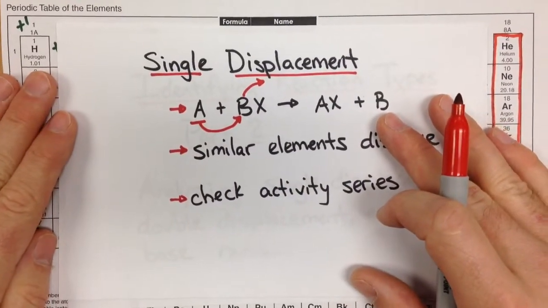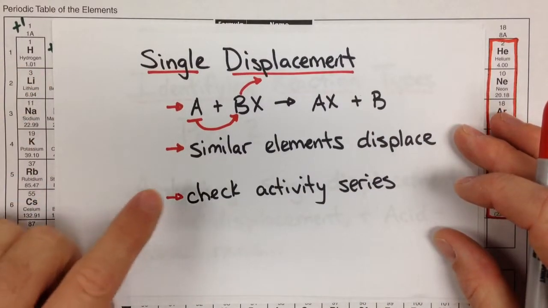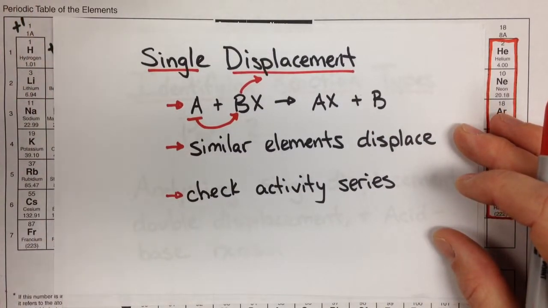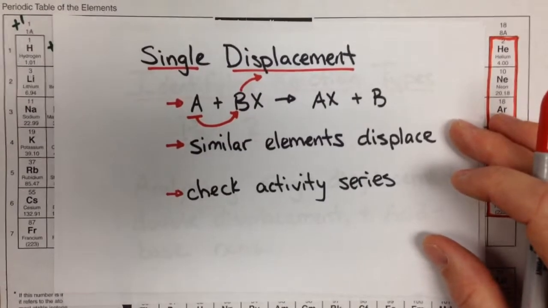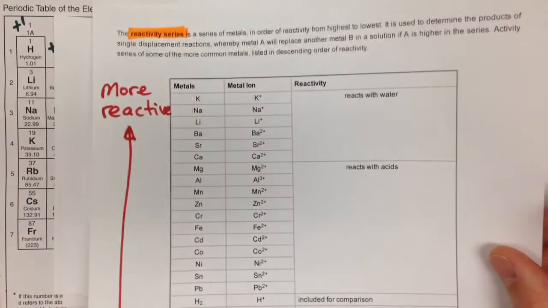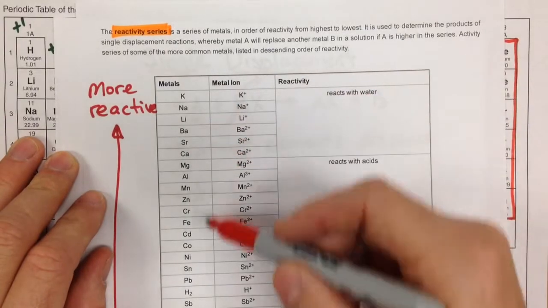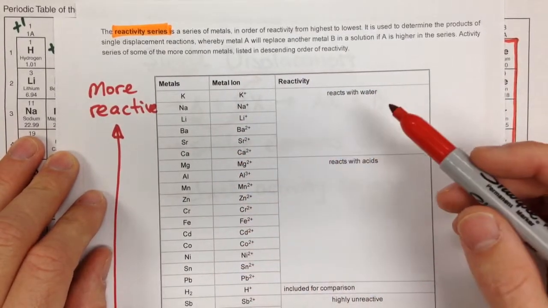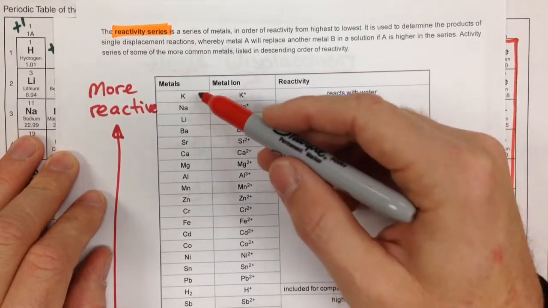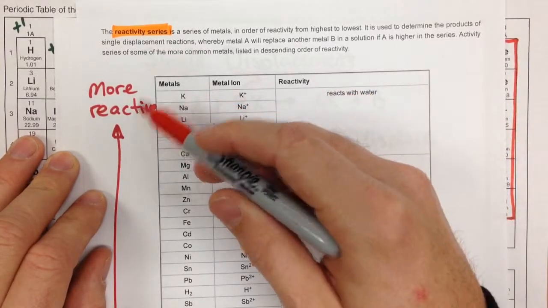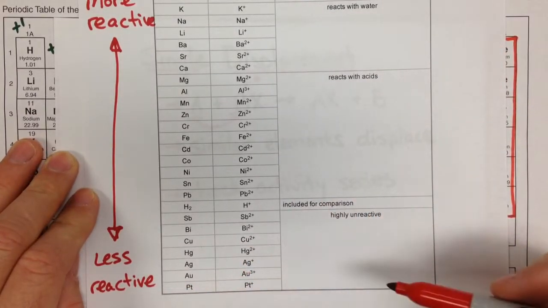One thing you always need to make sure you do when investigating single displacement reactions is check an activity series. It's also sometimes called a reactivity series. Basically, what an activity series does is rank the metals, and nonmetals as well, based on their activity or reactivity, where elements at the top of the list are more reactive, and elements at the bottom of the list are less reactive.